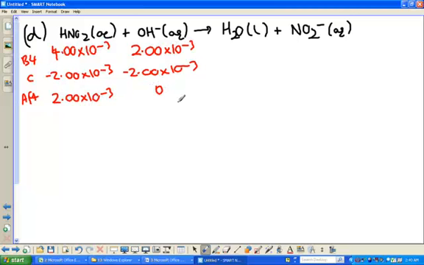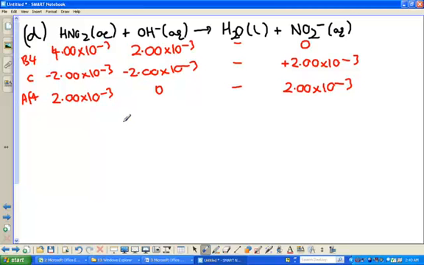Alright? But there's one more important thing here that we haven't filled out yet. Initially this was 0. The fact that these two get used up means that they form this conjugate base over here. So that means that I have this, like so. Again, all these are moles.